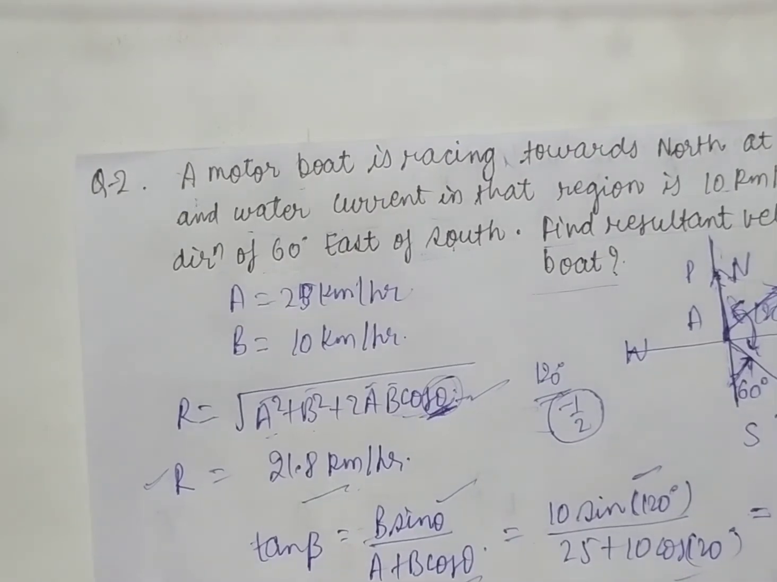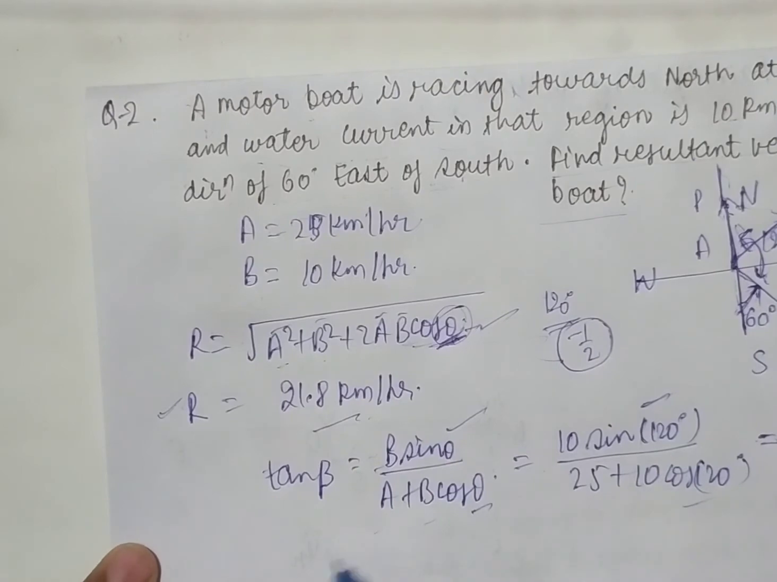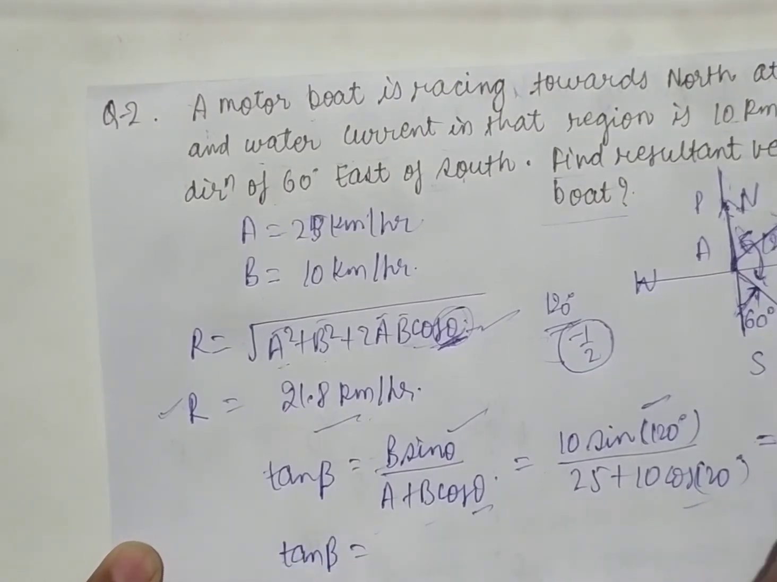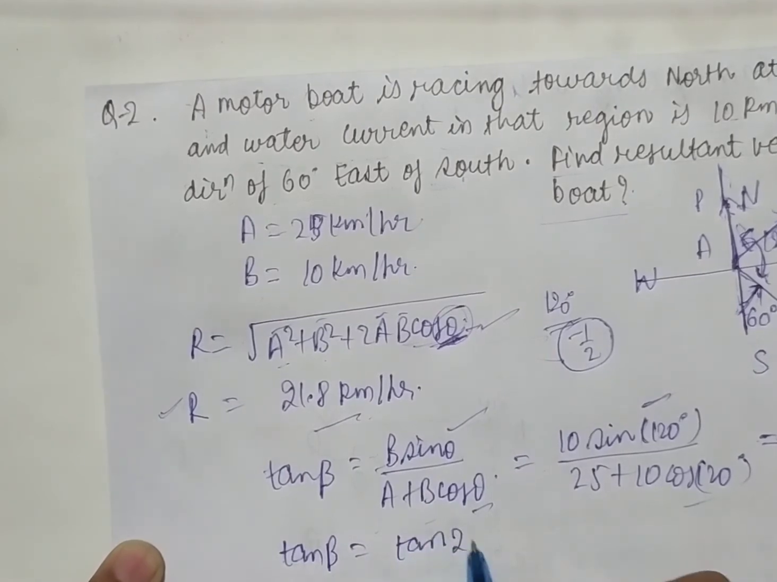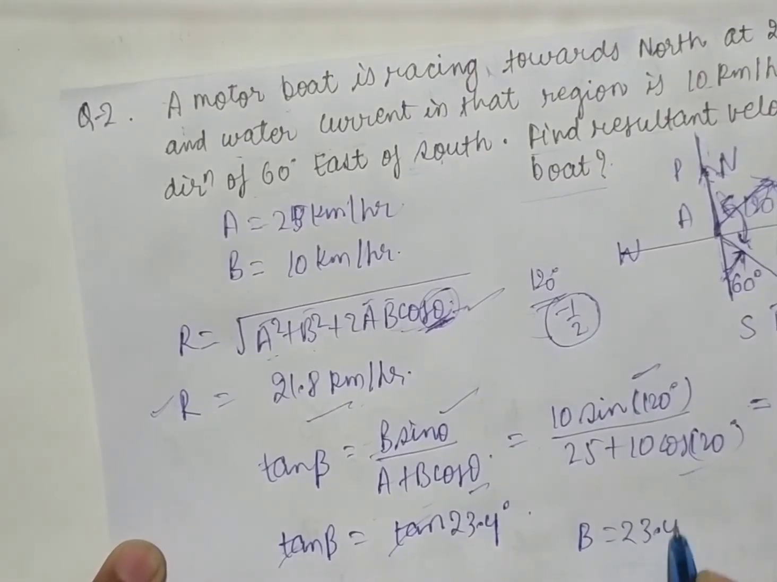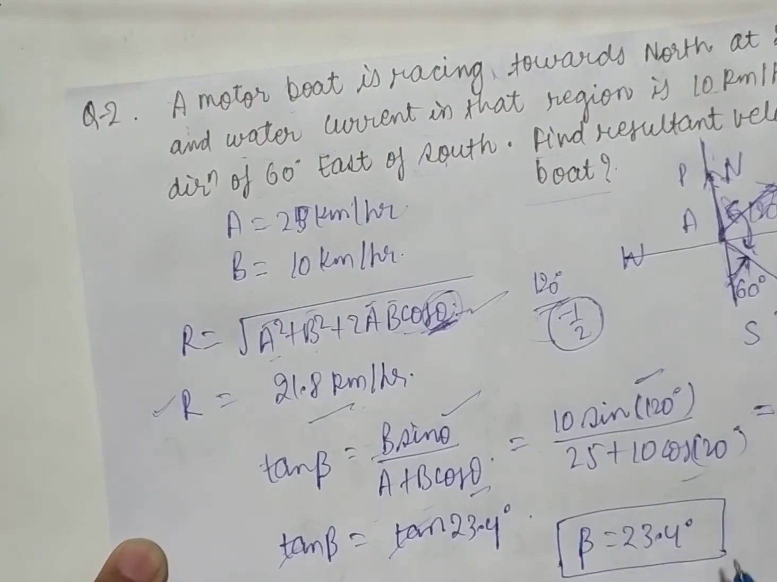Now how will you find the value of beta from here? See what you can do. Tan beta is equal to this value. For this value, what will the angle be? For this value the angle will be 23.4 degrees. On both sides you see 10 and 10 get cancelled. What do we get now? We get the value of beta equal to 23.4 degrees. So this is the angle at which this resultant vector will be inclined.